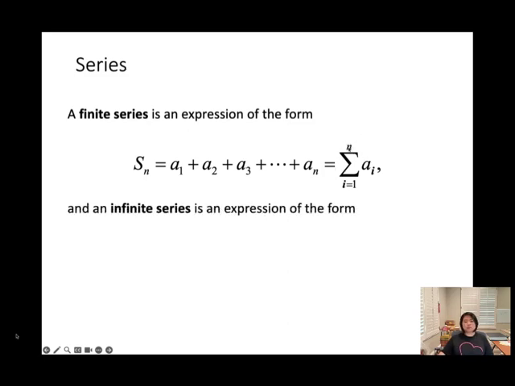How about the infinite series? For an infinite series, we put the infinity symbol here. Starting from i equals 1, i equals 2, until i equals n, the general term, and then keep going. So you see the infinity here, and we call this an infinite series.